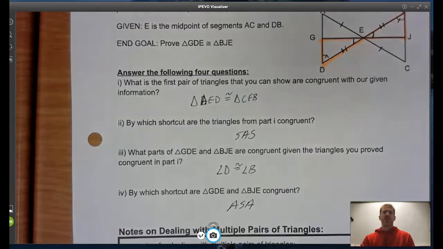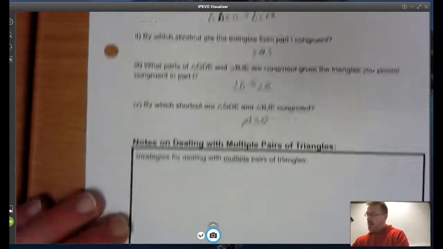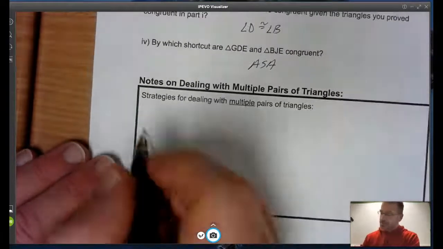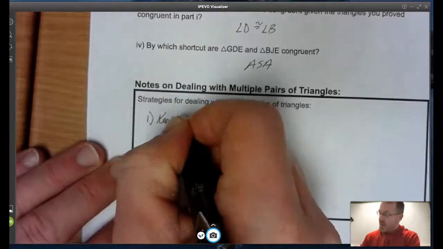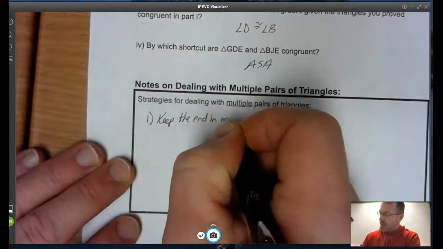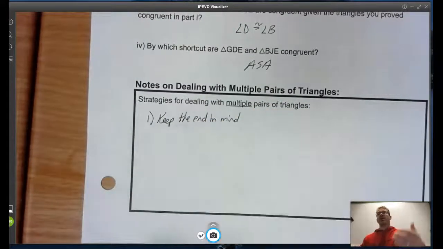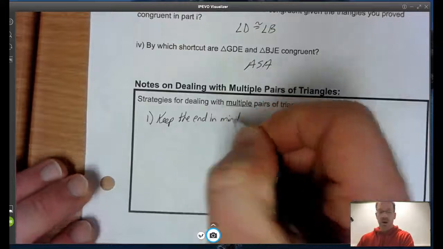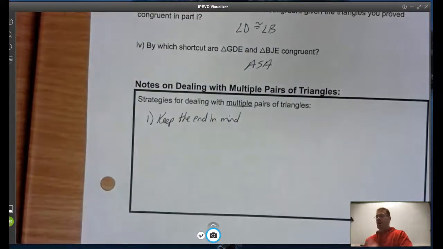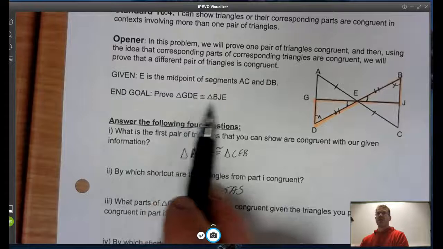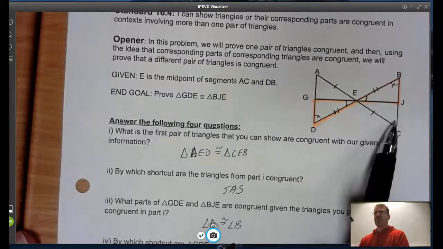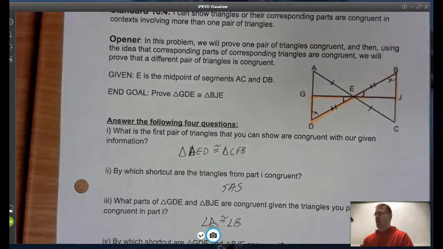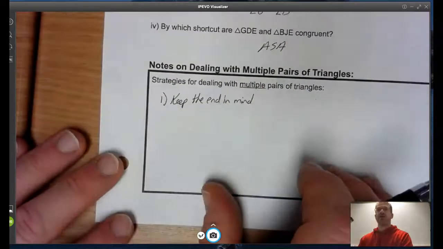So when we think about notes on dealing with this, some strategies. I always want to keep the end in mind. As we work, I'm always thinking, what am I trying to achieve, and where are those pieces? What am I trying to get to? This is my end goal. I have to always keep that in mind as I'm working, because I could have said that these 2 angles were congruent, I could have gotten some other information, but that doesn't really help me. We want to make sure that you don't have a really, really long process that doesn't get you where you want to be. So keep the end in mind.